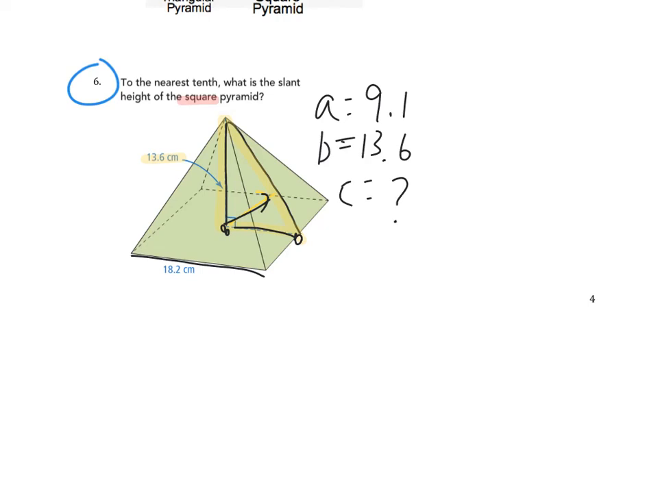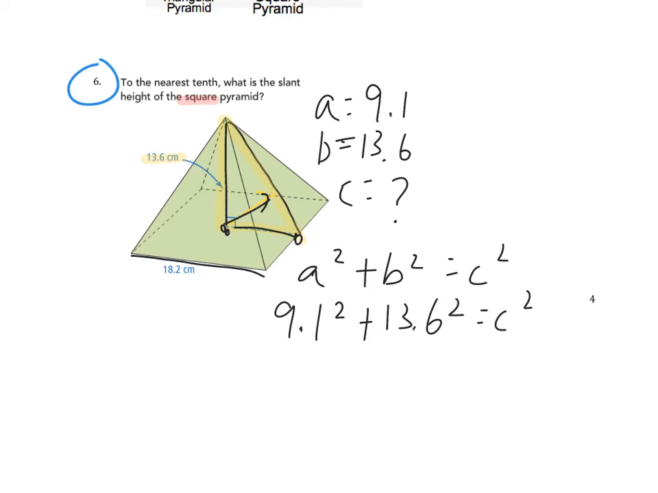So let's go ahead and solve using the Pythagorean theorem. A squared plus b squared equals c squared. So 9.1 squared plus 13.6 squared equals c squared. Because these are on the same side of the equation and they're like terms, you can just plug them all in at once into the calculator. 9.1 squared plus 13.6 squared is 267.77.